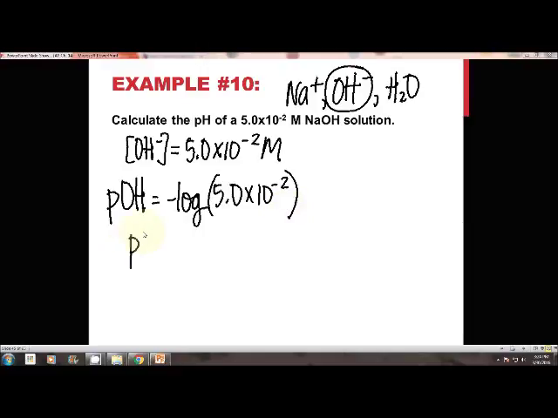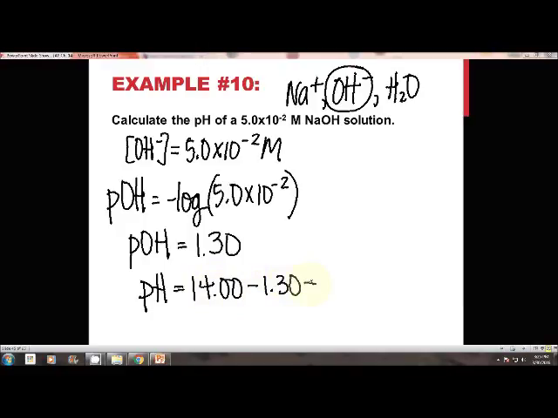And the pOH is equal to 1.30. Remember, sig figs in the hydroxide is equal to the decimal places in the pOH. Well, we want pH, not pOH, so then to get the pH, we subtract from 14. So the pH is 12.70.